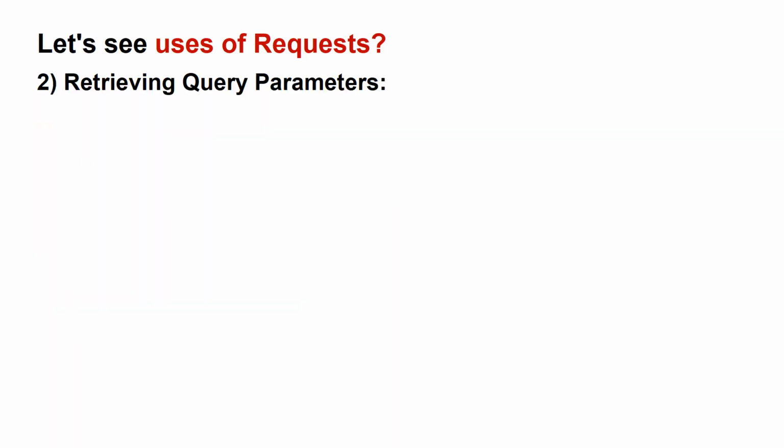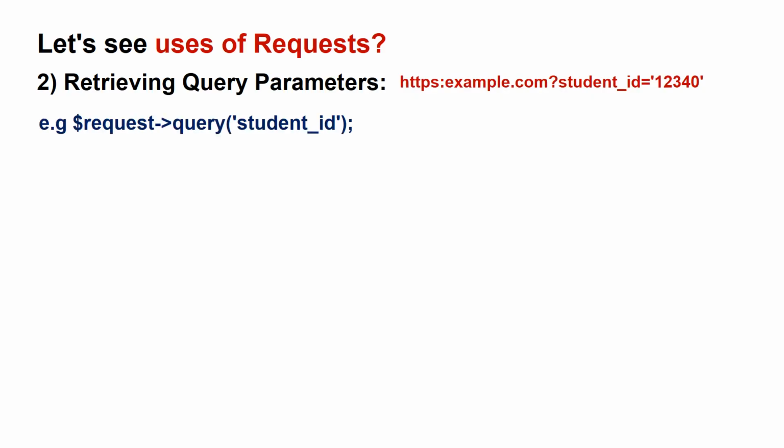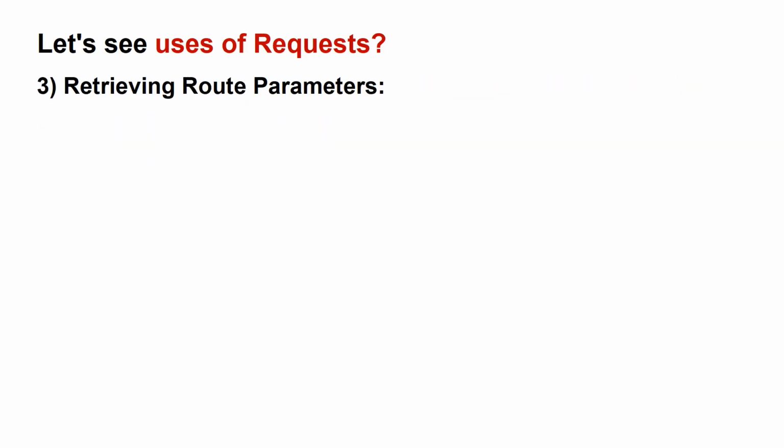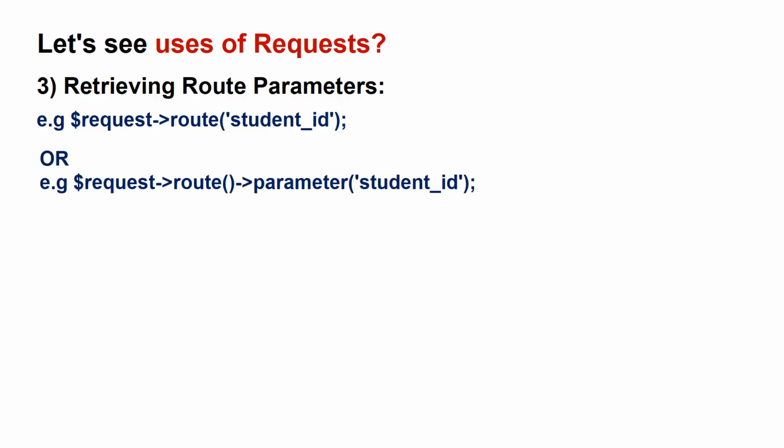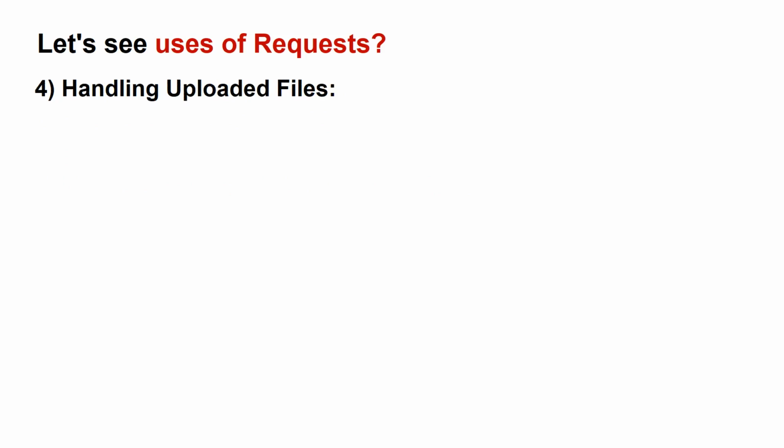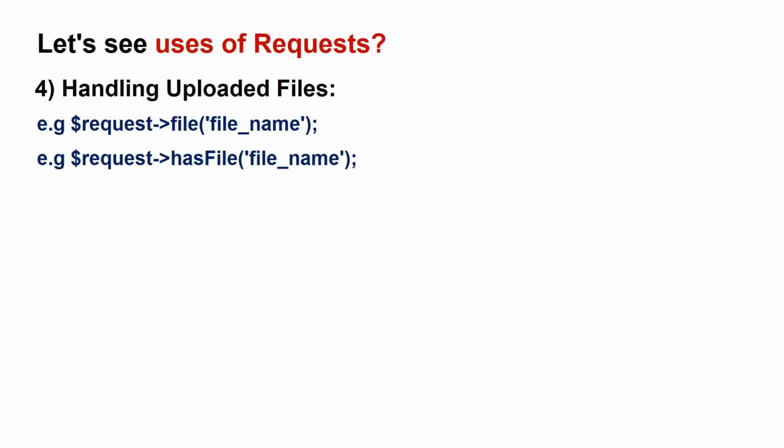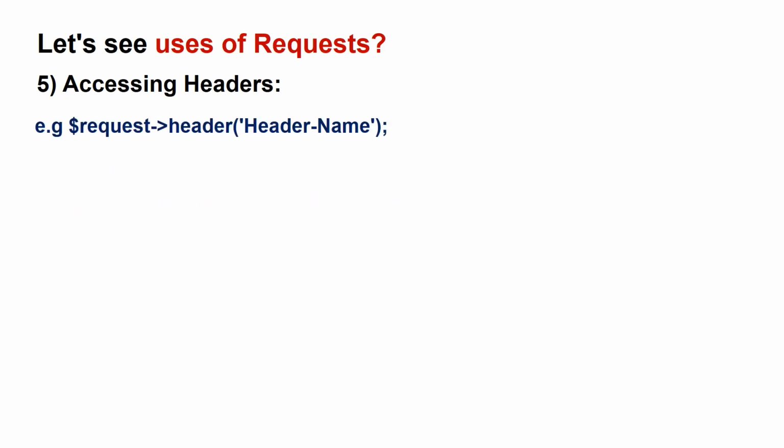2. Retrieving query parameters. If we have a URL, we can retrieve query parameters from the URL and retrieve request input data. 3. Retrieving route parameters, such as access route parameters directly or another way to retrieve route parameters. 4. Handling uploaded files, such as retrieving an uploaded file, checking if a file was uploaded, and storing the uploaded file in a specific directory. 5. Accessing headers, such as retrieving a specific header and getting all request headers as an object.